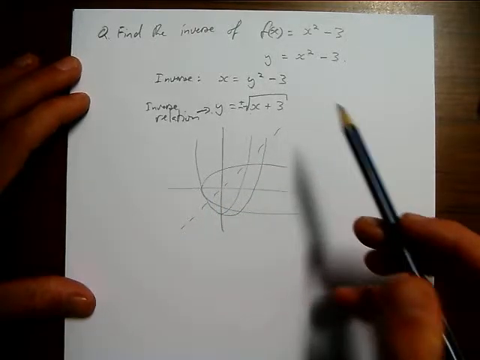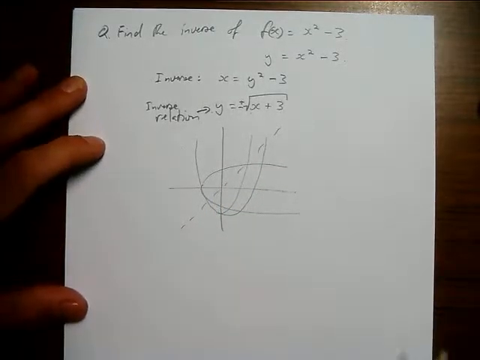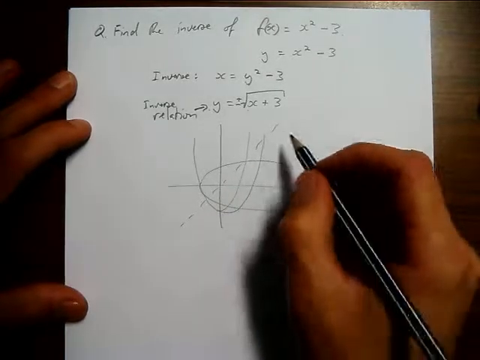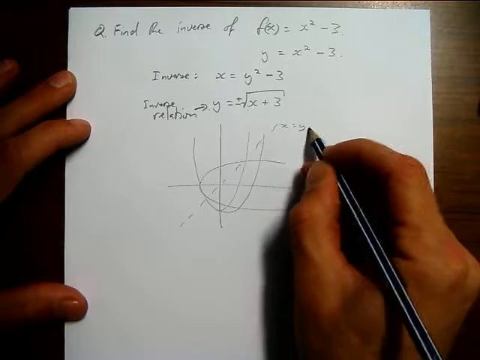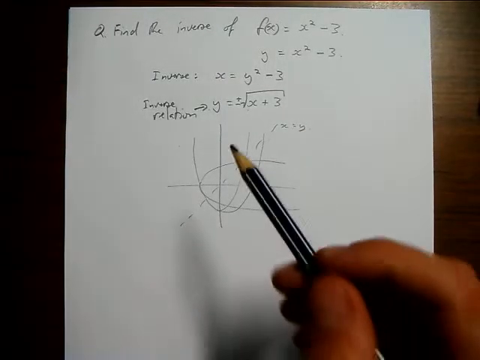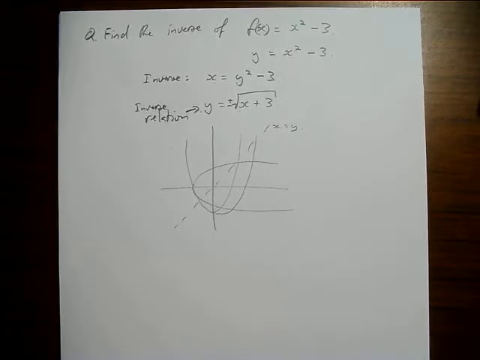Because I've swapped the x and y's, inverse functions are actually symmetrical along the line x equals y. If I graph this on Desmos, it'll make more sense. I'll show you in Desmos. It's due to that swapping of the x and y.